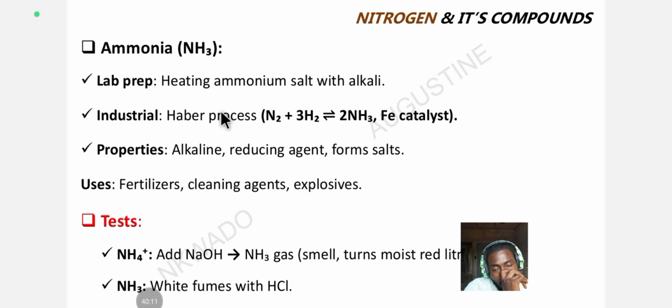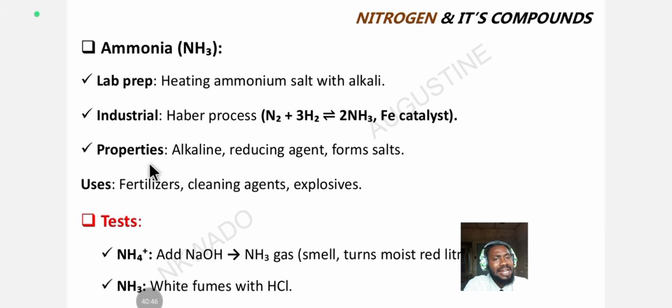So what is the industrial manufacturing process of ammonia? It is manufactured through a process called the Haber process. In the Haber process, 1 mole of nitrogen reacts with 3 moles of hydrogen to form 2 moles of ammonia. This is a reversible reaction and iron is used as a catalyst. Remember, we have treated all the industrial processes and the catalysts used. Do well to find the lesson video and take it because JAMB always repeats questions from these.